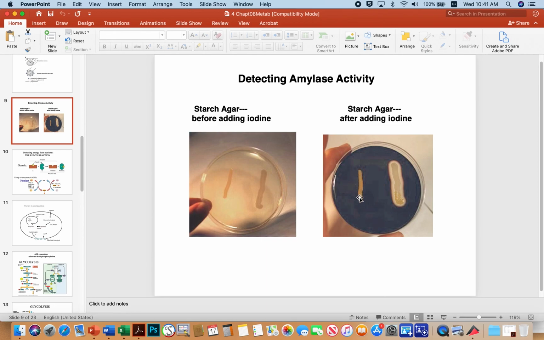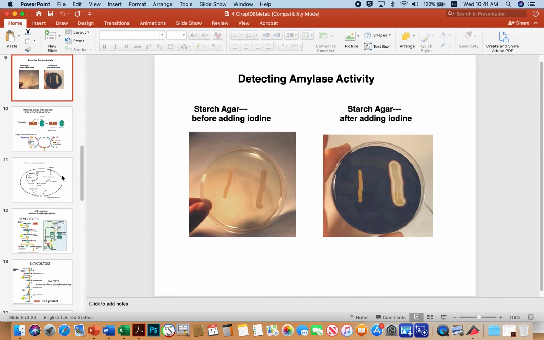So this microbe right here doesn't produce an amylase enzyme. The black goes right up to the edge of the bacterium. But the bacterium still grew because there's other nutrients in there. However, this one clearly is digesting the starch, as you can see by the halo around the colonies where the iodine couldn't find starch to complex to and make its color change.